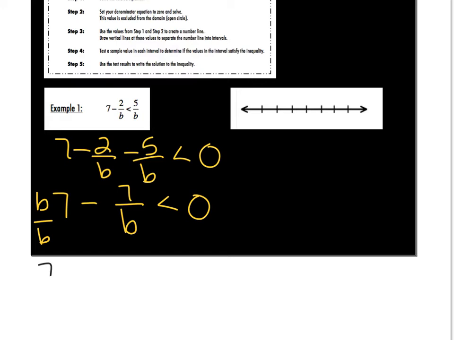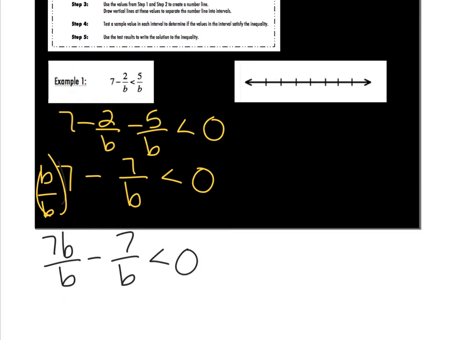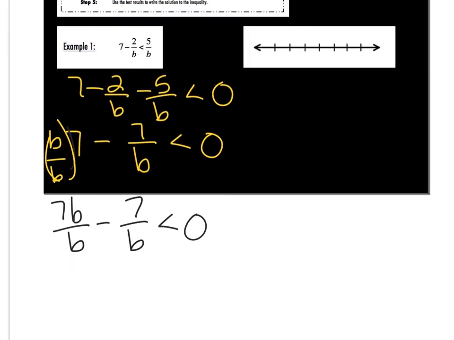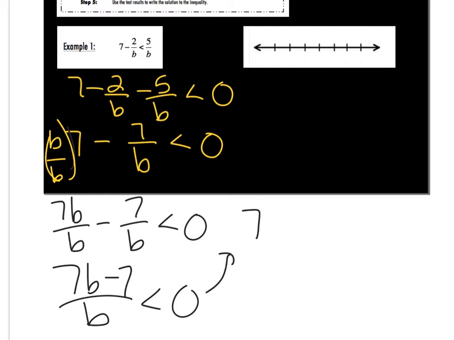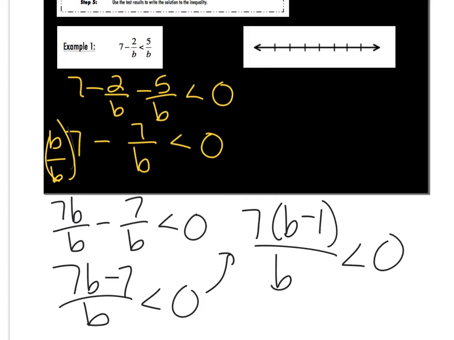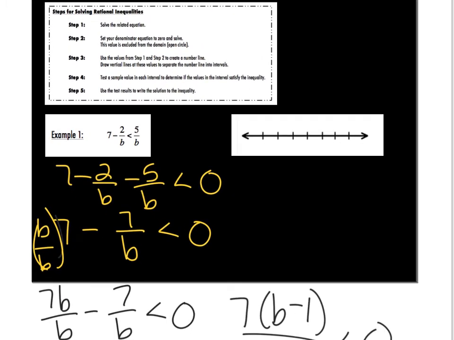To get a common denominator, I would multiply this one by b over b. Let me change colors here. So that's going to be 7b over b minus 7. Now I've got a common denominator. Technically, I multiplied this by 1. So this is going to be 7b minus 7 over b less than 0. If I factor the top, that's 7 times b minus 1 over b less than 0. So now this is solved.